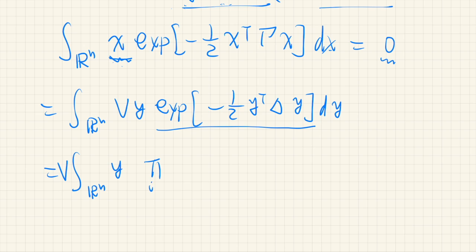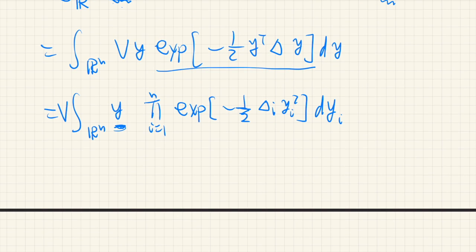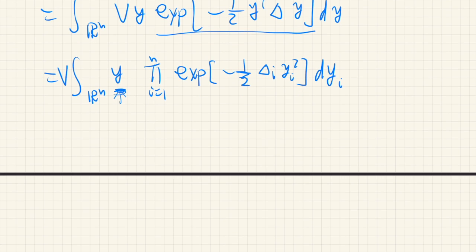And this product from i equals 1 to n of the integral of exponential of negative 1/2 delta_i y_i squared dy_i. Okay, so this y is a vector, and now we consider each element of this vector separately. So let's consider the jth element of this vector.